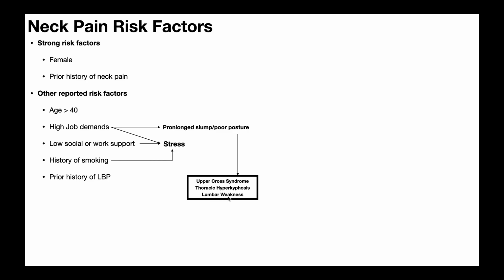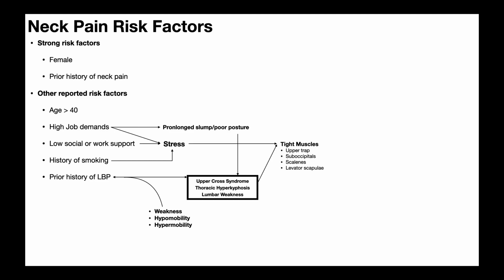Now, the reason I bring up this lumbar paraspinal weakness, even though we're in the neck, is because if you look over here, another risk factor for developing neck pain is having had low back pain in the past. So a prior history of low back pain makes it more likely that you'll develop neck pain. And remember that low back pain can originate from a lot of different sources, not limited to weakness of the paraspinal muscles, hypomobility, hypermobility. I mentioned these right here because all three of these can also cause pain in the neck as well.